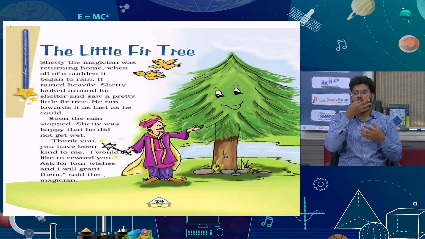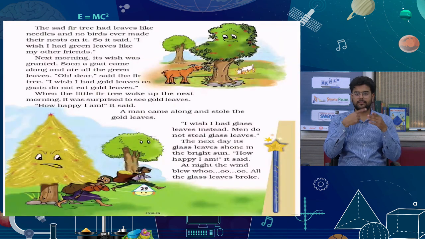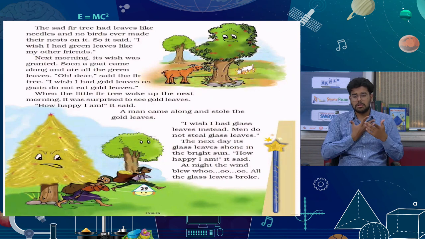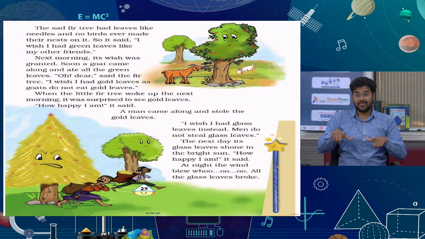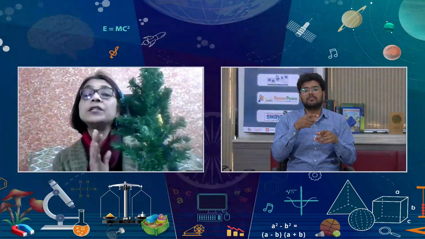So we move on to the next slide. Now, the sad fir tree had leaves like needles and no birds ever made their nests on it. Sad माने दुखी. ये जो पेड़ था इसके जो पत्ते आप देखेंगे तो ये थोड़े से शार्प हैं, एजेस इसके शार्प हैं, तो ये चुभता है इसलिए कोई भी बर्ड्स, चिड़िया इसमें घोंसला नहीं बना रहे थे. इसलिए जो फर ट्री था वो बहुत दुखी था.